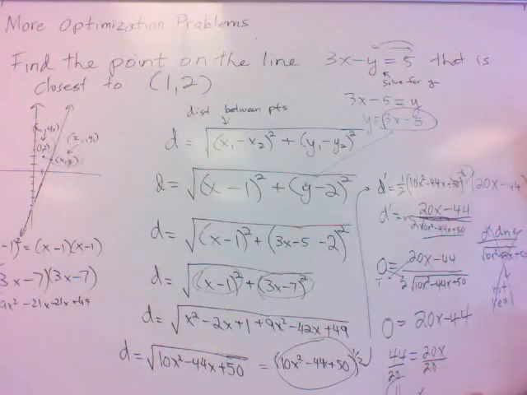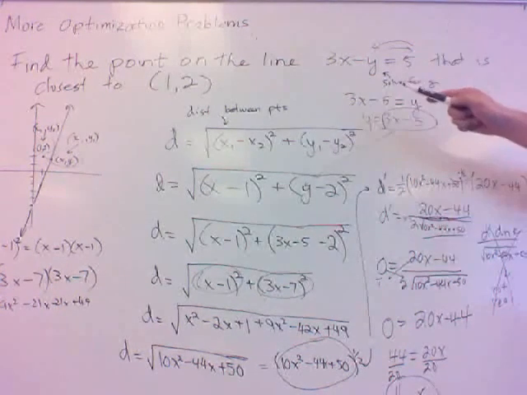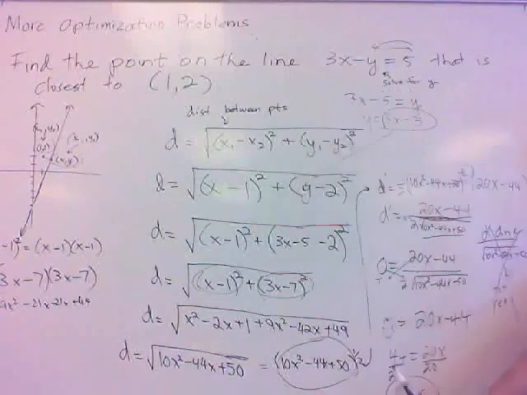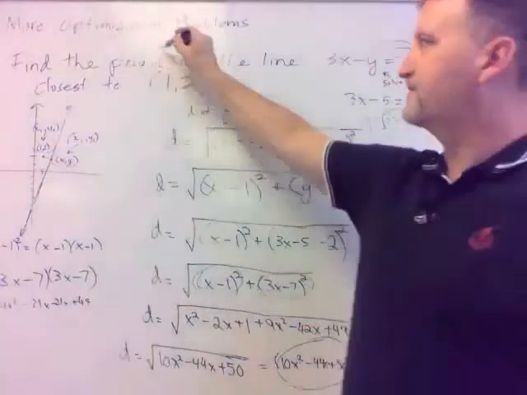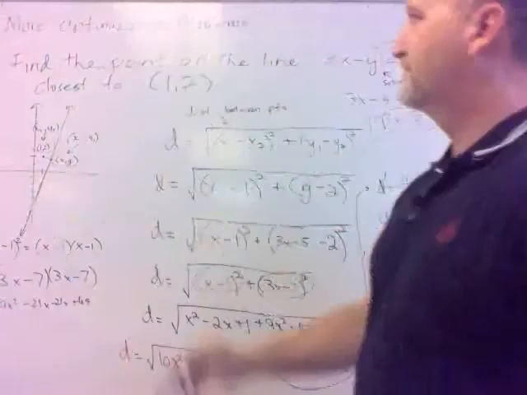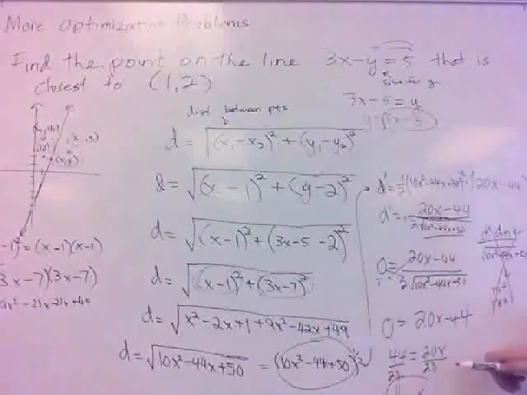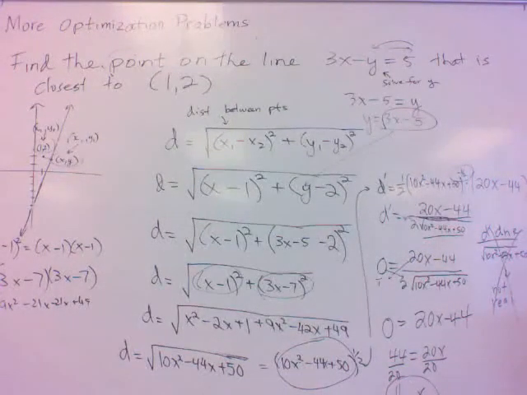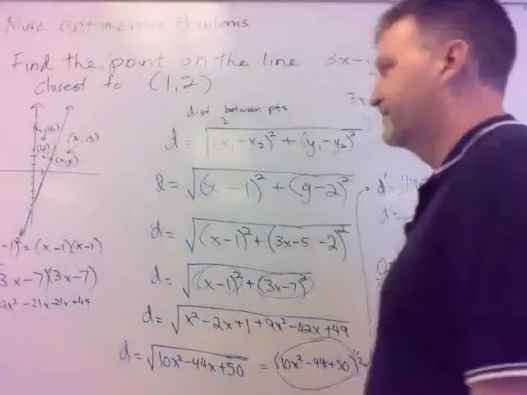This is the x value that answers our question. And what was the question? The question was, find the point on the line closest to (1, 2). Well, the x value of the point is 11/5. What else do I need? I need the y value, don't I? How do I get the y value for this point?